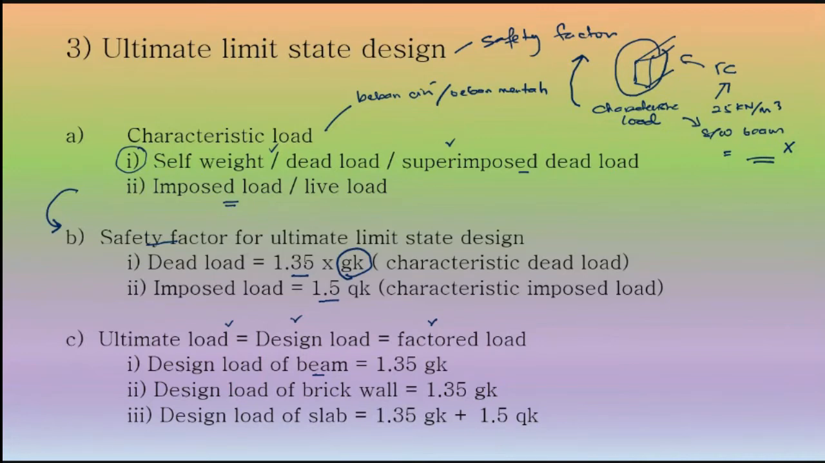Then we have design load of brick wall. Brick wall is also dead load, so the formula is 1.35 Gk. Guys, are you with me? Yeah, I thought I was sitting alone. And the third, design load of slab equals 1.35 Gk plus 1.5 Qk.